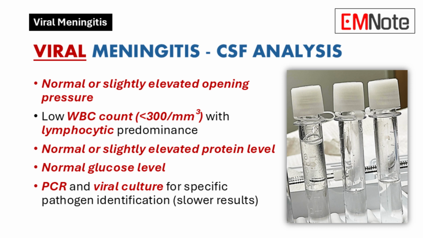CSF analysis of viral meningitis. In contrast, viral meningitis presents with different CSF findings. The opening pressure is usually normal or only slightly elevated, and the white blood cell count is lower, less than 300 per cubic millimeter, with a lymphocytic predominance. Protein levels are normal or slightly elevated, and glucose levels remain normal. While PCR and viral cultures can be used to identify the specific viral pathogen, these tests often take longer to yield results. These differences in CSF analysis are key to distinguishing between bacterial and viral meningitis, guiding the appropriate treatment and management strategies.